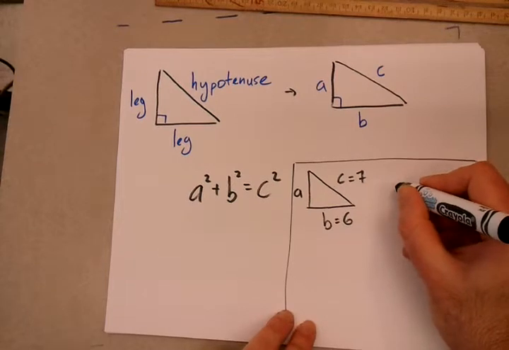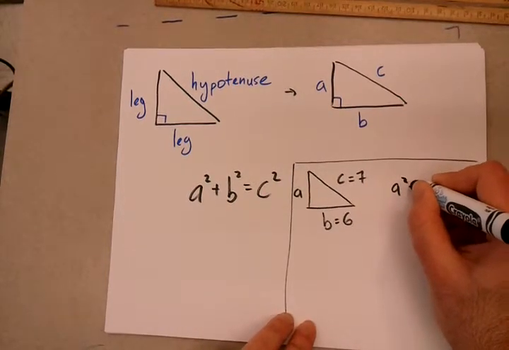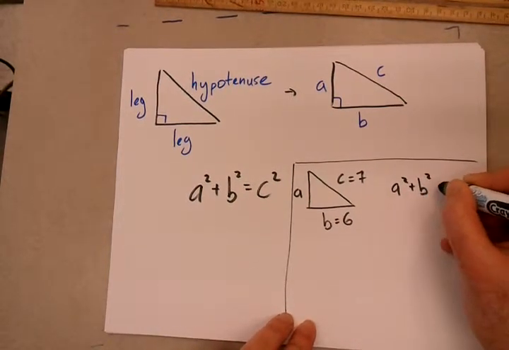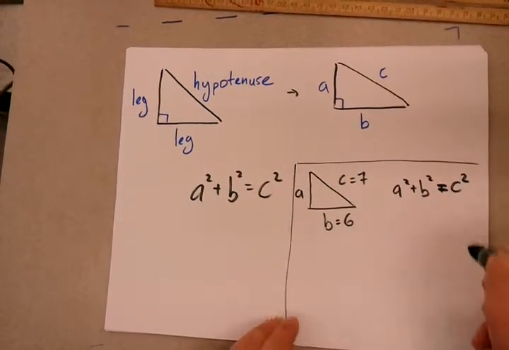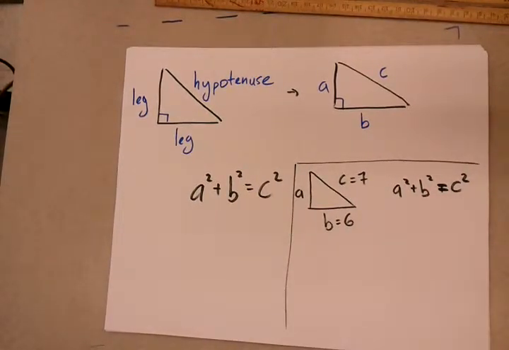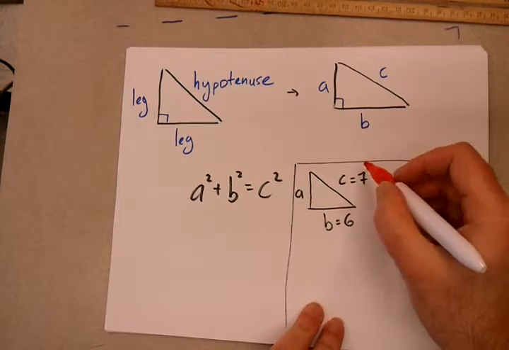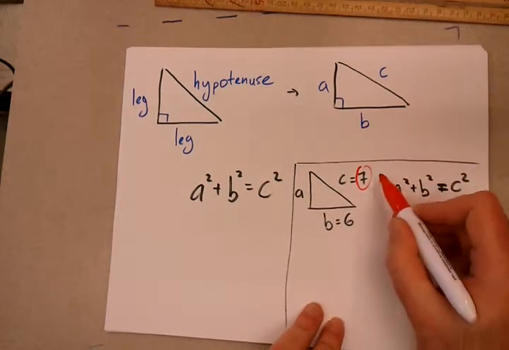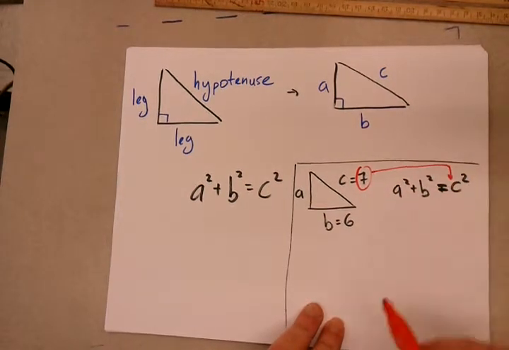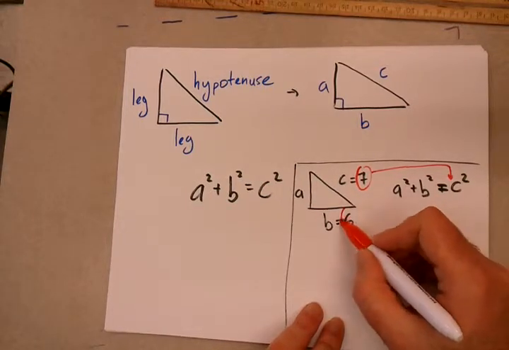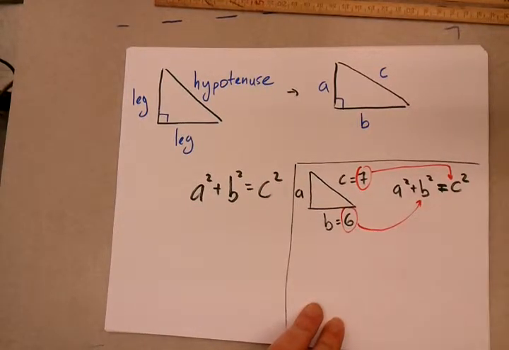So first things first, write down your Pythagorean theorem. A squared plus B squared equals C squared. And then the next step is plug in everything that you know. So we know what C is, right? It's 7. So that C is going to get plugged in over here. We know what B is, it's 6. So that gets plugged in over here. We don't know what A is, so that's going to stay as is. And that's an A, not a 9. Sorry.